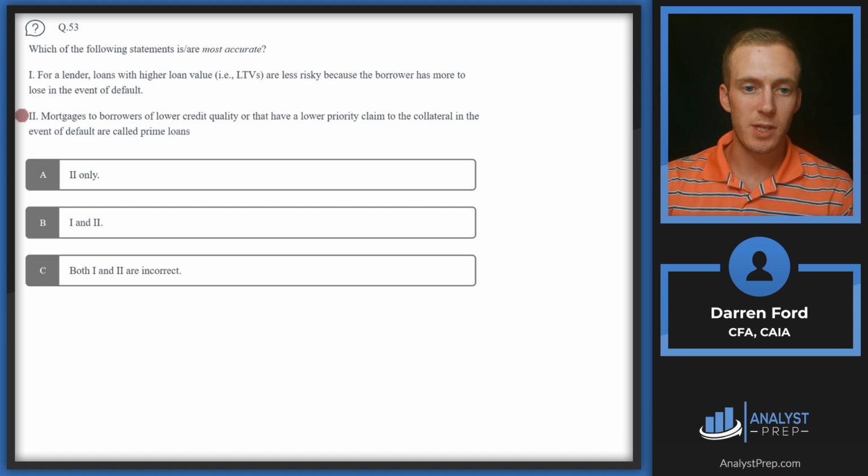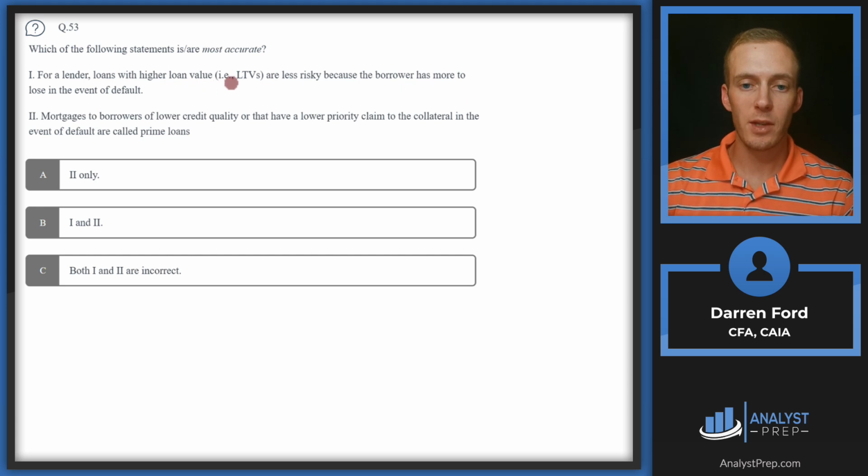So we've got those two statements here, and then the answers are some combination of which one is accurate or inaccurate. So let's take a look at these statements. Statement one, for a lender, loans with higher loan to value are less risky because the borrower has more to lose in the event of default.